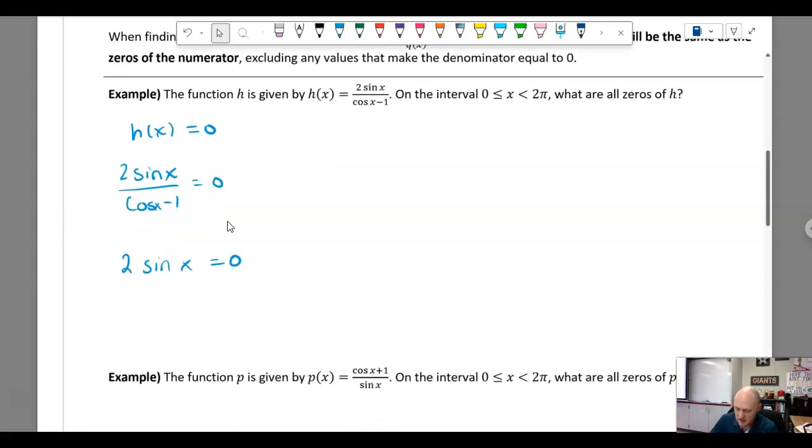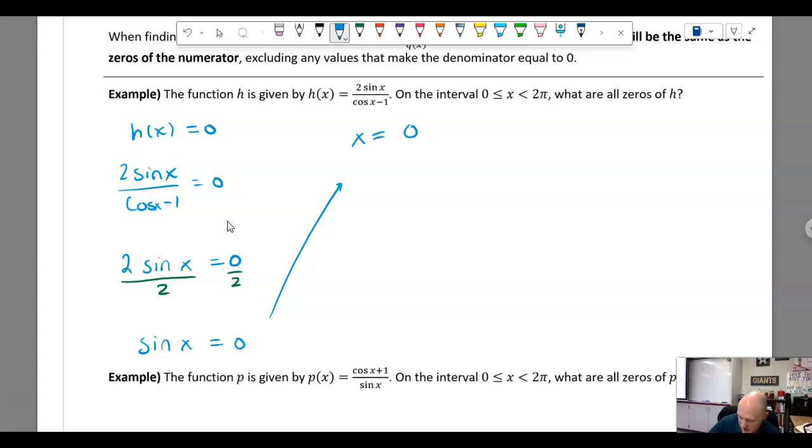And so this is kind of nice. We can get rid of that multiplier of 2, and ask: when is sine of x equal to 0? Well, this happens at two possible locations. It happens at angle 0 and at angle pi. So awesome, good, we're golden. Well, you do have to go ahead and check. I'm going to check for any excluded values.